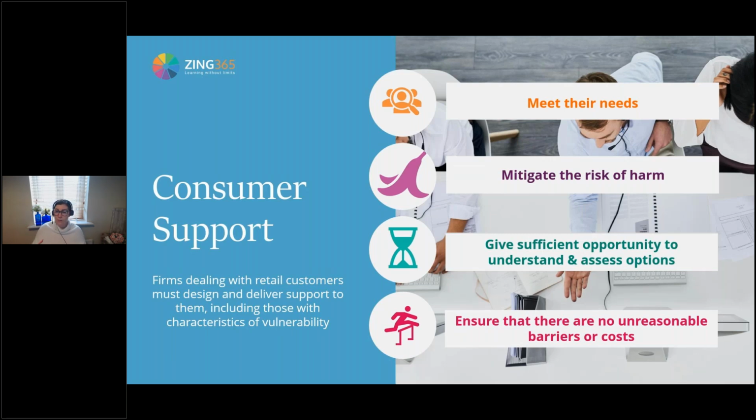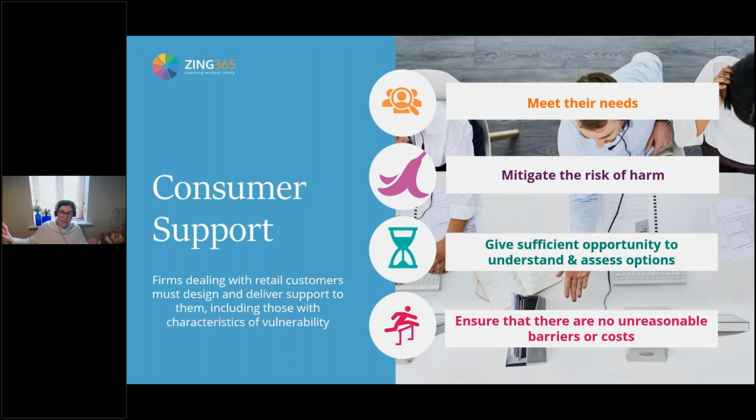So firms are expected to provide support that meets their customers' needs. Again, this pulls in our customers with characteristics of vulnerability. It means customers not facing any unreasonable barriers or sludge practices. And what we mean by that is that there have been cases where it's been found that it's purposely made difficult to make a complaint, or it's purposely made difficult for an existing client to be able to contact a firm. So those sludge practices, they just make it harder to do so. And the general reason for that is to make it so the person effectively gives up.